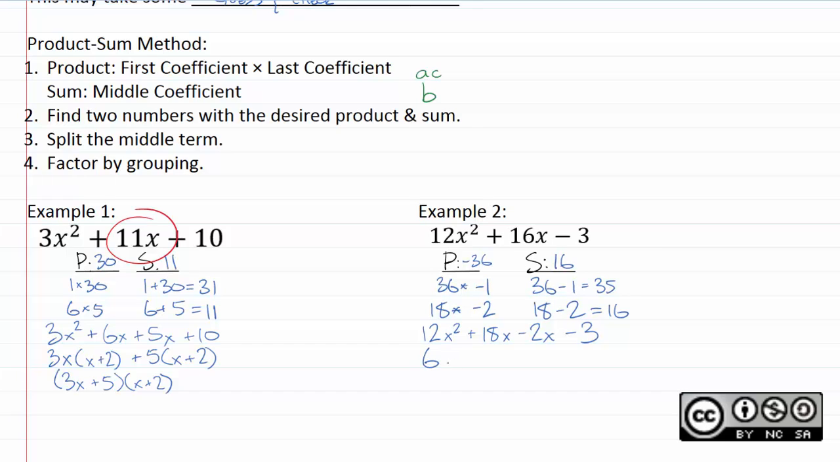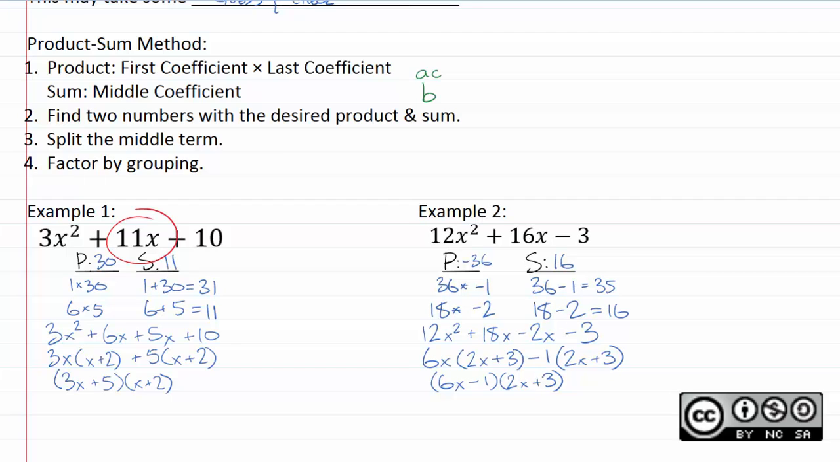And now to continue, I am just going to factor out of each pair. Out of the first pair, I can factor out 6x. I will get 2x plus 3. Out of these 2 terms, they're both negative, so I'm going to factor out negative 1, and I'll get 2x plus 3. Again, factor by grouping, and you get 6x minus 1 times 2x plus 3.